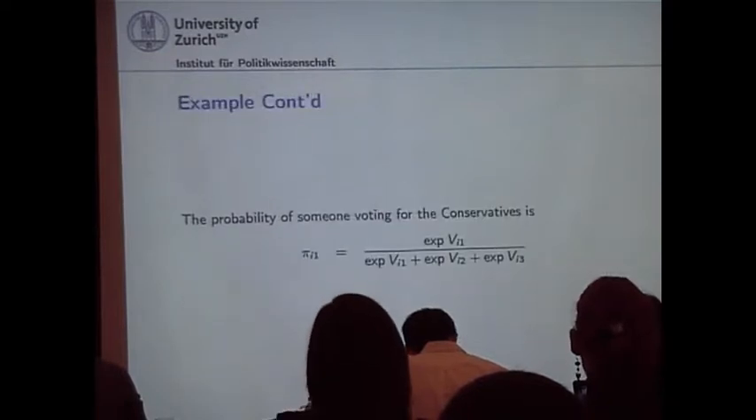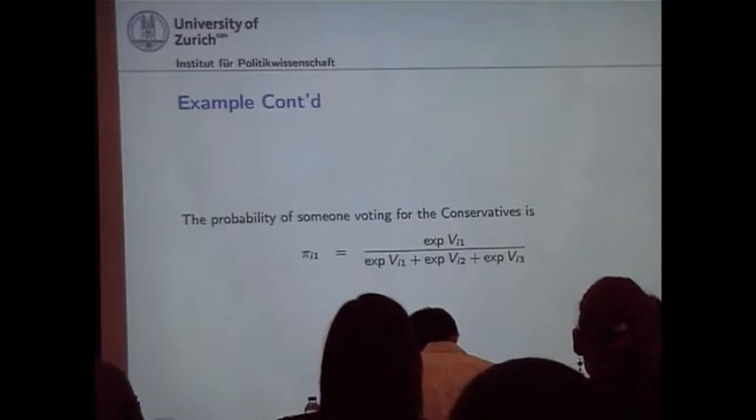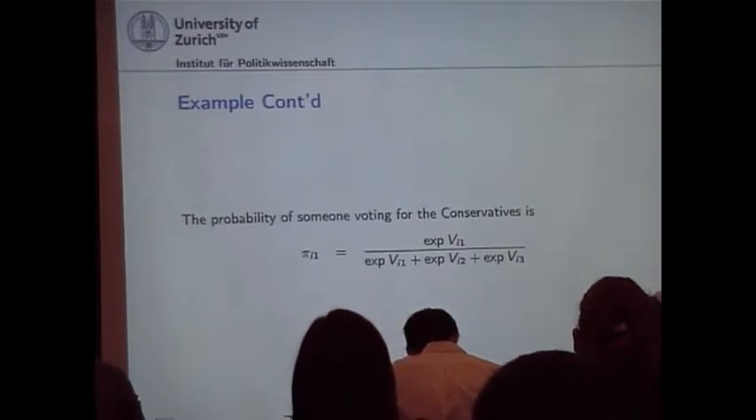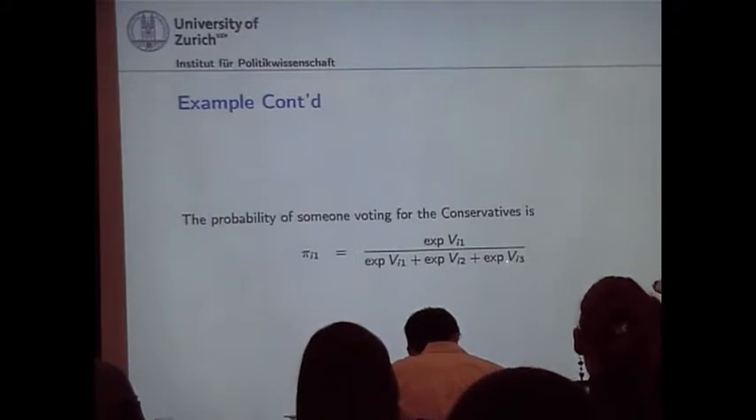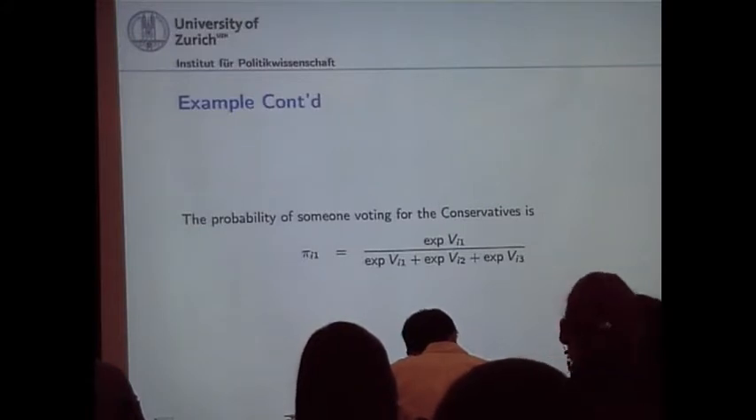So the probability of someone voting for the conservatives would be E raised to the power V1 over E raised to the power V1 plus E raised to the power V2 plus E raised to the power V3. That's the Luce model.